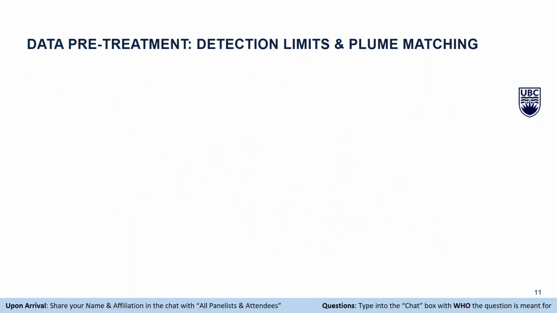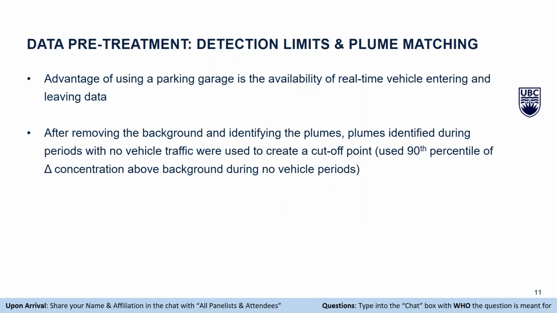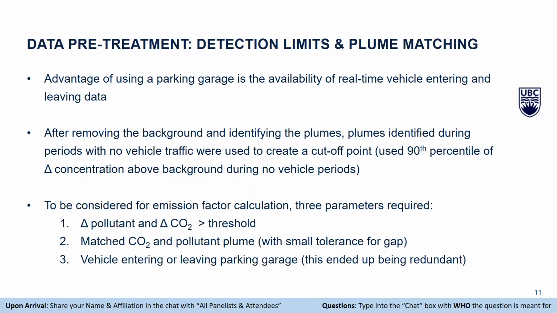We then have to do some pre-treatment to the data in terms of identifying plumes and applying some detection limits. So an advantage of using the parking garage data is the availability of real-time vehicle entering and leaving data. And so after removing the background and identifying the plumes, any plumes identified during periods with no vehicle traffic were used to create a cutoff point. And we actually used the 90th percentile of the ΔP in concentration above the background during the no vehicle period. And to be considered for emission factor calculation, we then developed 3 criteria.